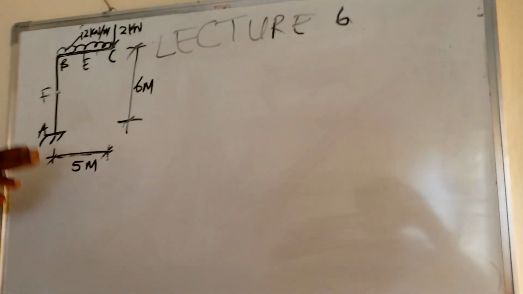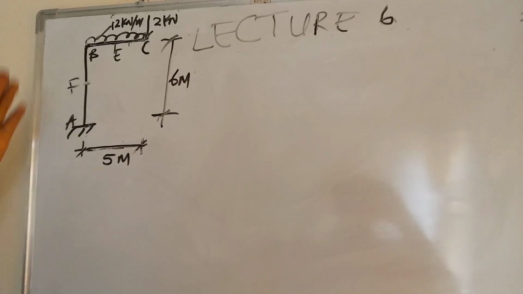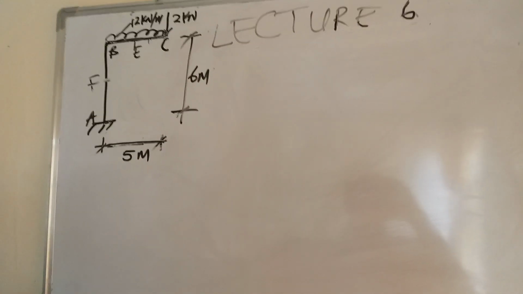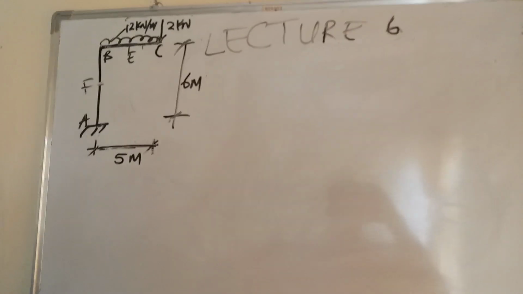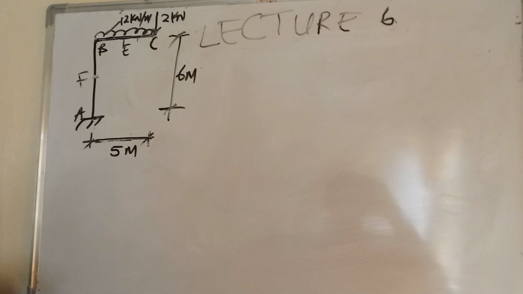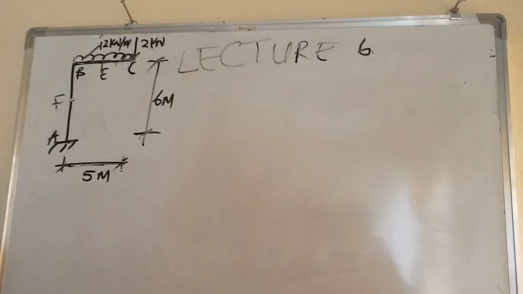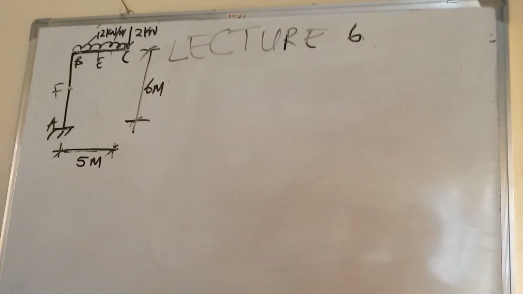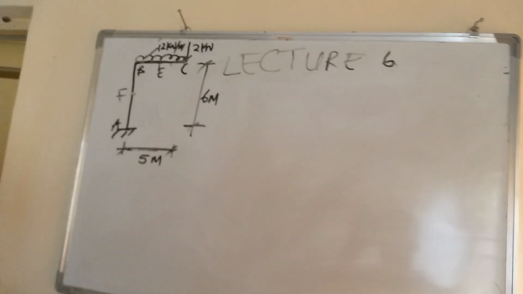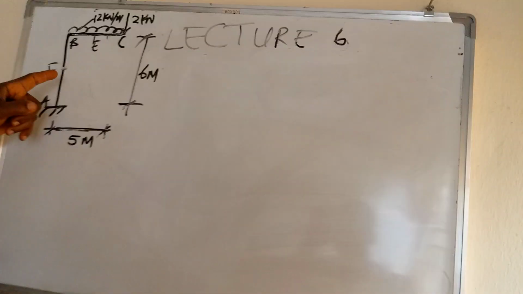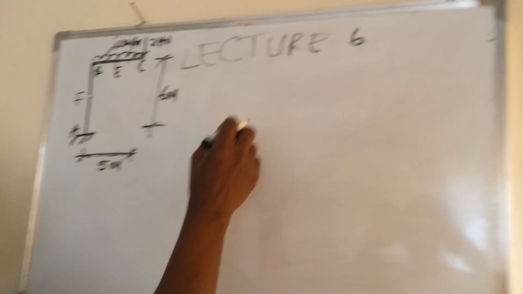Episode, this is also the same type of frame, but differently loaded. This frame contains a pointed load at point C of 2 kilonewton and a uniformly distributed load of 12 kilonewton per meter together. I want to deal with it to show how it is done. The reaction, of course, is the totality of the load. The UDL, totality of it will be 12.